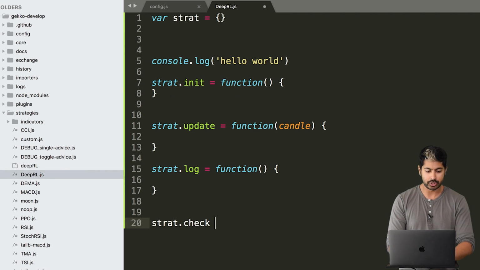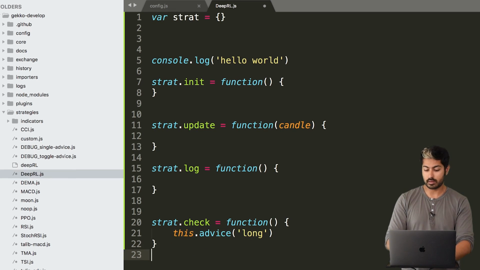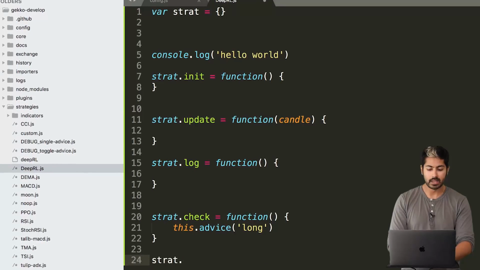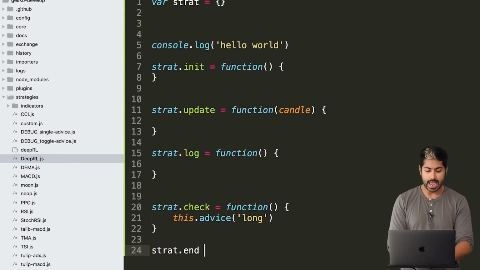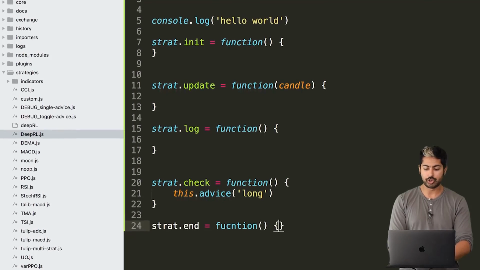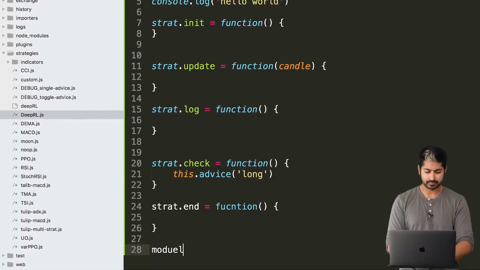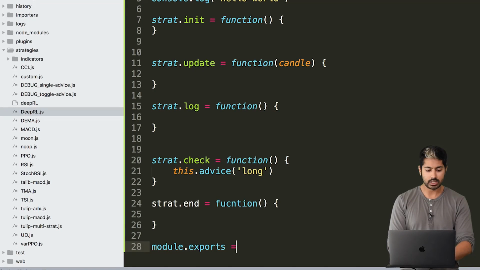Once we have that, there are two more actually. There's the check function. So based on the newly calculated information, we want to check whether or not we should update or not. So we'll say this.advice('long'). So long is actually going to wait. It's going to say, okay, I don't want to sell right now. And then I'll have one more, which is the end function, which is optional for executing code after the completion of a backtest or some strategy. And lastly, I'll export the strategy, and that's it.